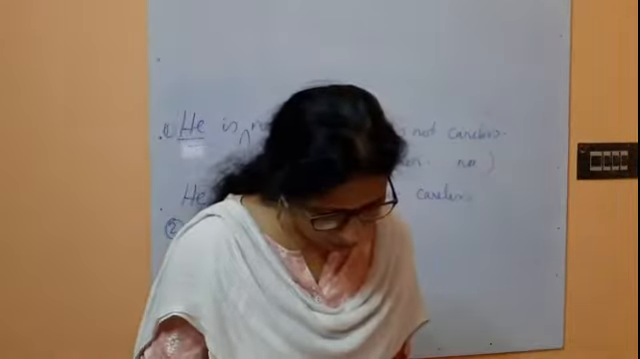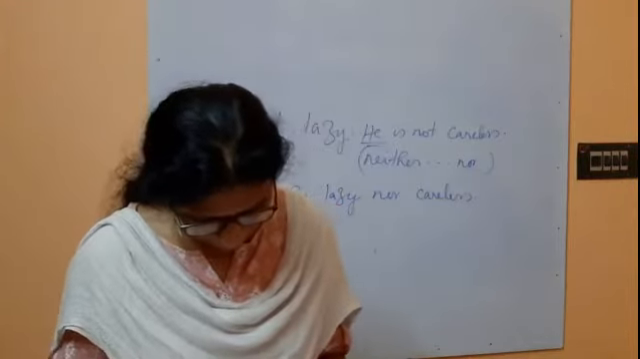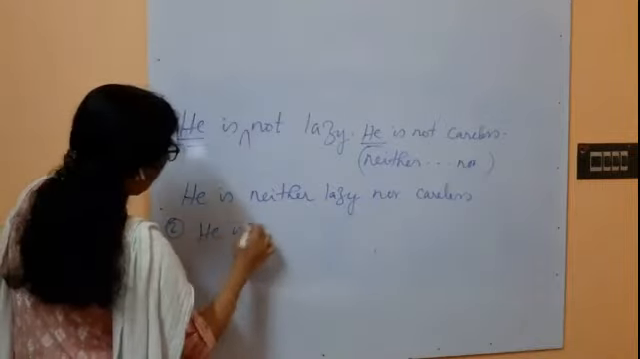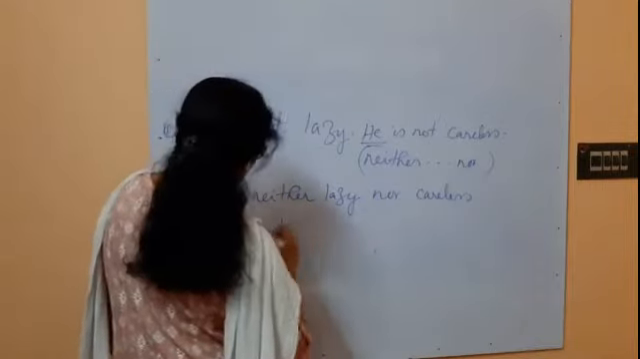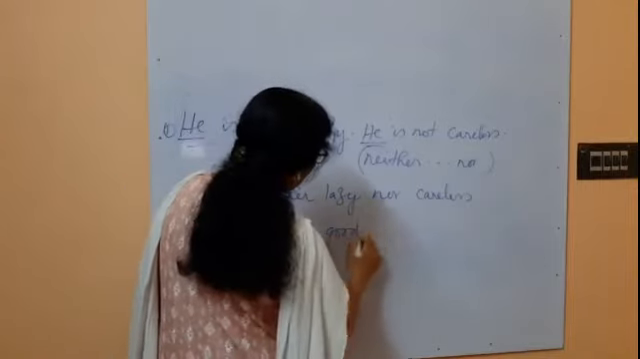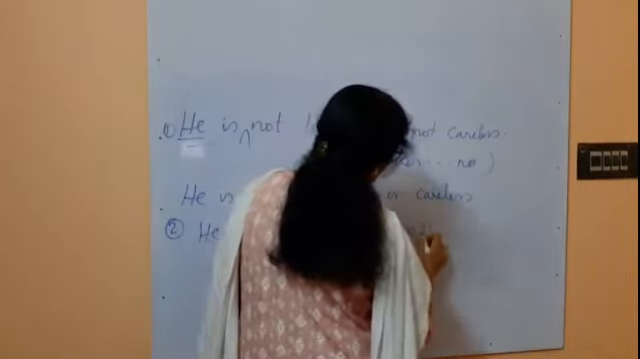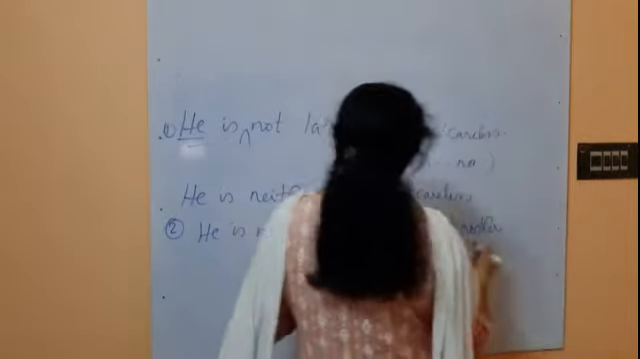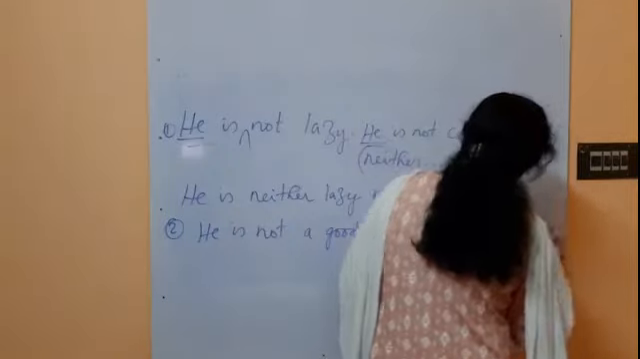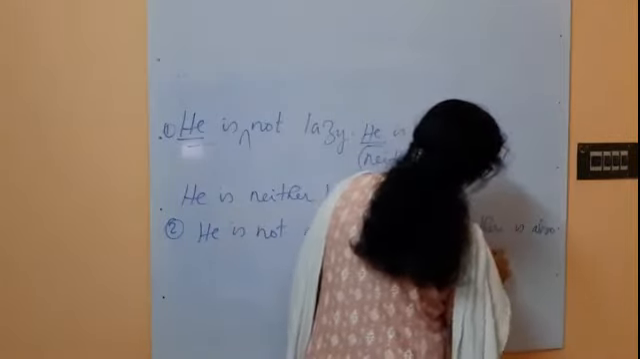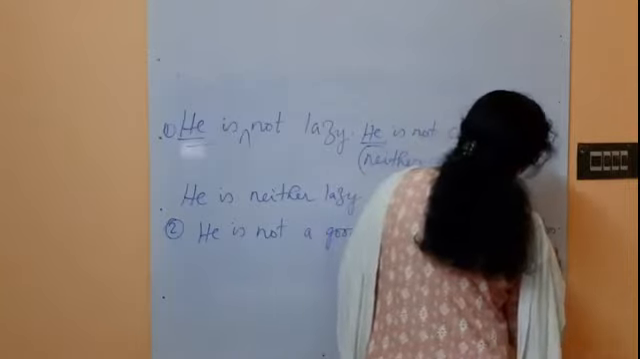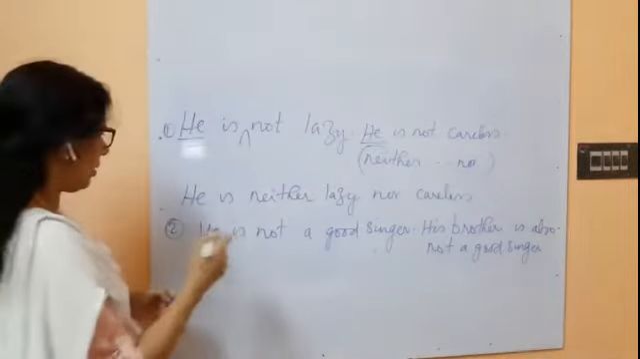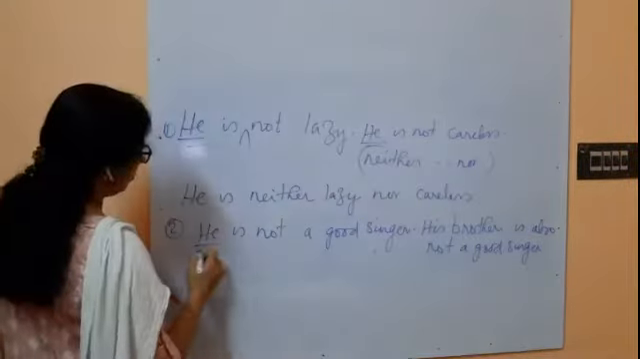Any example here? Let me just check. He is not a good singer. Easy examples I am giving you for you to connect it easily. He is not a good singer. His brother is also not a good singer. So as we already know, neither nor is for negative sentences and either or is for positive sentences, but for choice. So he is not a good singer. His brother is also not a good singer.